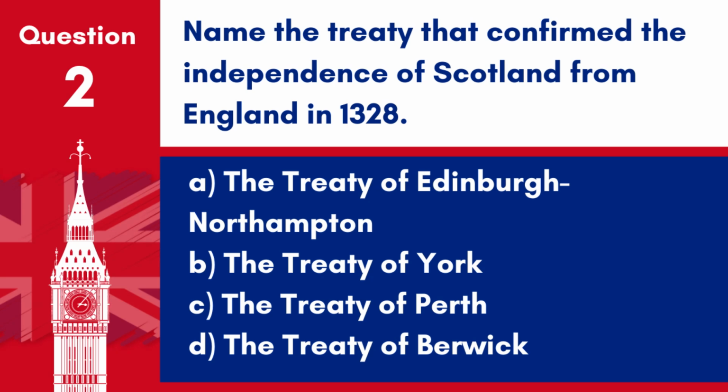A. The Treaty of Edinburgh-Northampton. B. The Treaty of York. C. The Treaty of Perth. D. The Treaty of Berwick. Answer: A. The Treaty of Edinburgh-Northampton. This treaty confirmed the independence of Scotland from England in 1328.